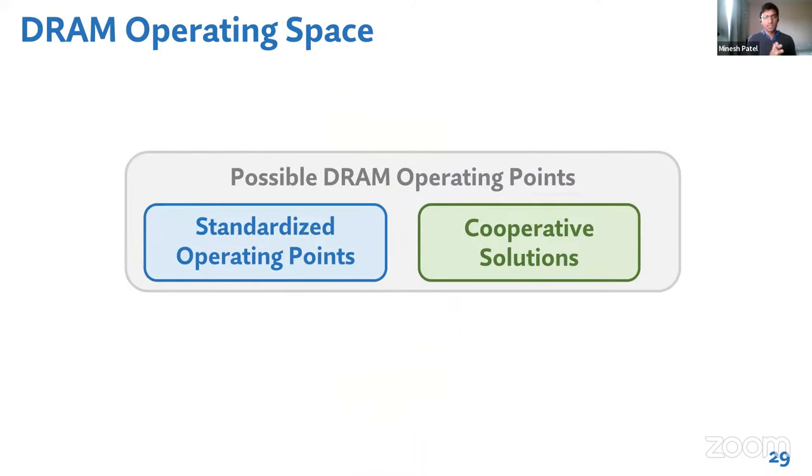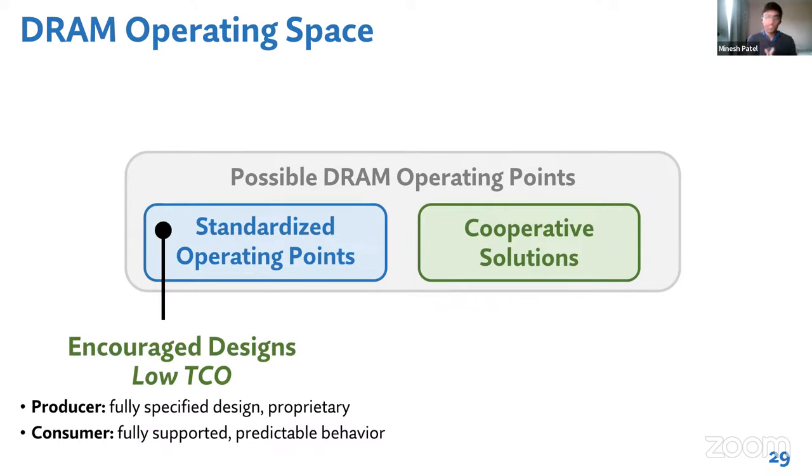So another way to potentially look at this is to conceptualize the space of all possible DRAM operating points. The blue box here shows a subset of possible operating points that are encompassed by the DRAM standards. And the green box here shows the cooperative solutions that I previously discussed. And so essentially, this cooperative solution space exists outside the space of the standardized operating points. And so in this diagram here, the standardized operating points are encouraged designs because they essentially result in low total cost of ownership. So for producers, this means that standardized designs are fully specified by standards and they can be proprietary because the only information they need to expose is that which is specified by the standards.